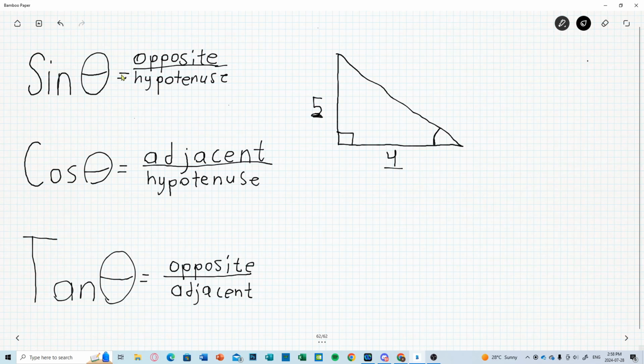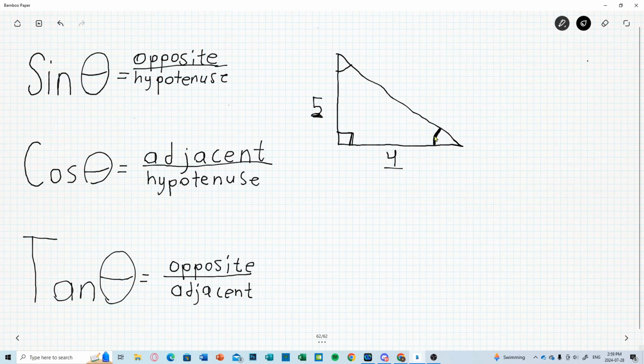Sine theta is going to be equal to opposite over hypotenuse, which I'll explain later. The cosine of theta is going to be the adjacent over hypotenuse, and the tan theta is going to be equal to the opposite over adjacent. So what this all means is you're going to start off by looking at your triangle and finding what angle you're looking for. While doing this, you have to be looking for an angle that's not the 90-degree angle.